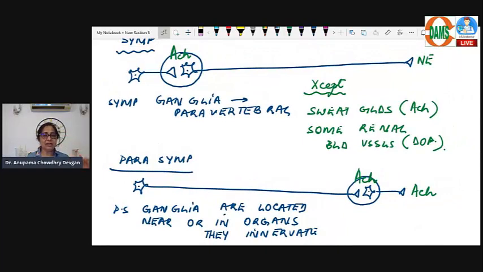If you look at the sympathetic and the parasympathetic, postganglionic sympathetic fibers are long fibers. Postganglionic sympathetic majorly secrete norepinephrine, except to the sweat glands, which are cholinergic, and except to some medial blood vessels, which are dopaminergic. Parasympathetic postganglionic fibers, on the other hand, are extremely short. Preganglionic, whether sympathetic or parasympathetic, are cholinergic. Postganglionic parasympathetic are also cholinergic.